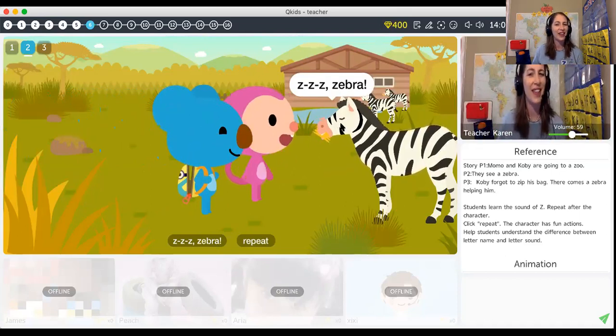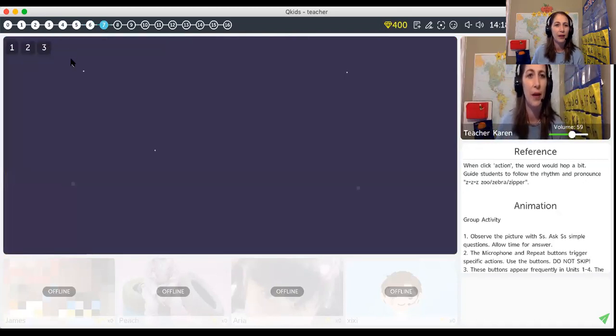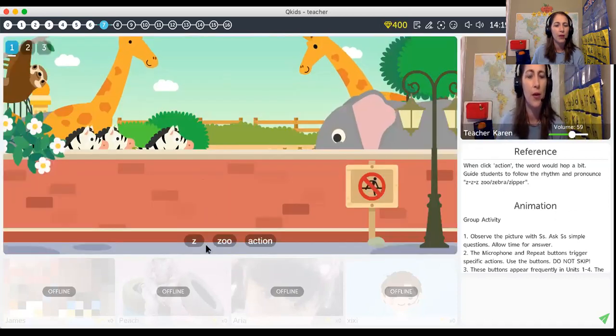All right, let's do it together. Ready? Zzz, zzz, zzz. Zebra. And then I'll do the same thing for zipper. All right, reinforcing the sound some more. So here, they're just going to be making the sound.